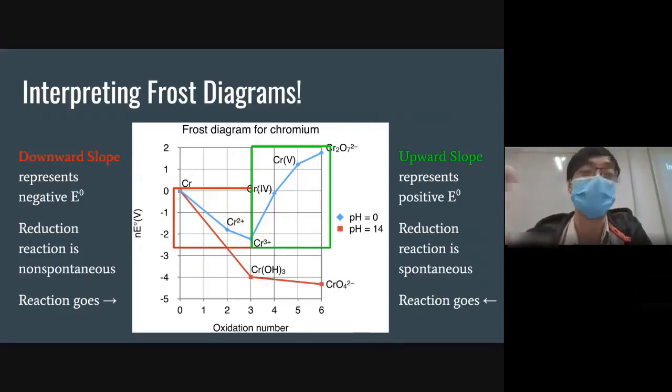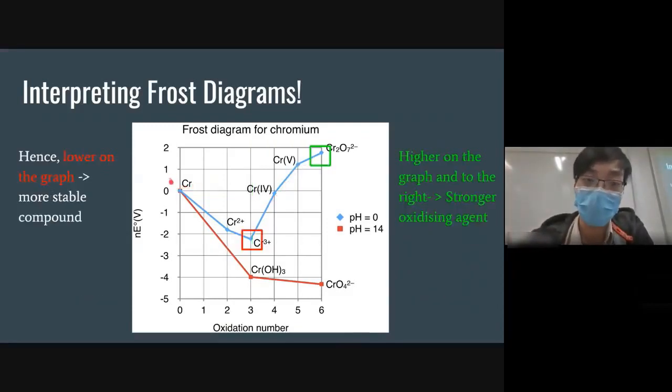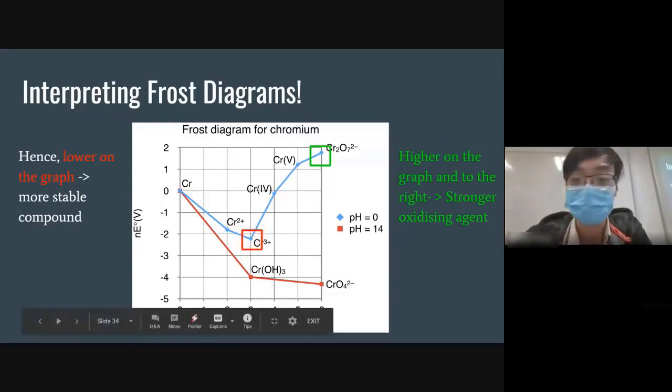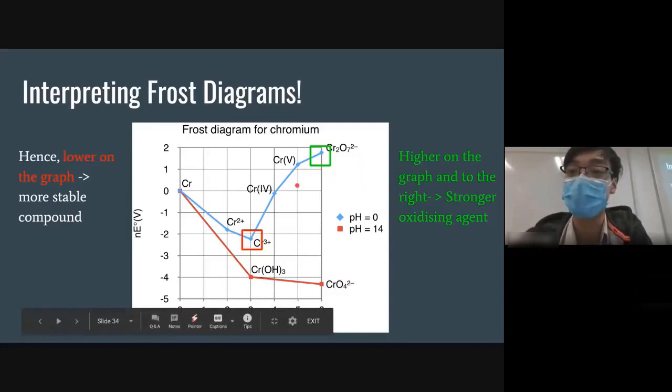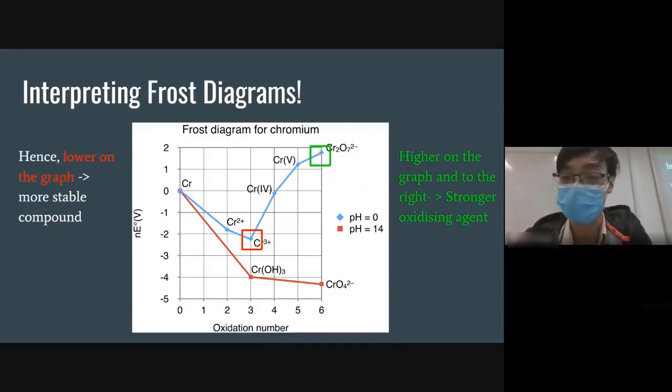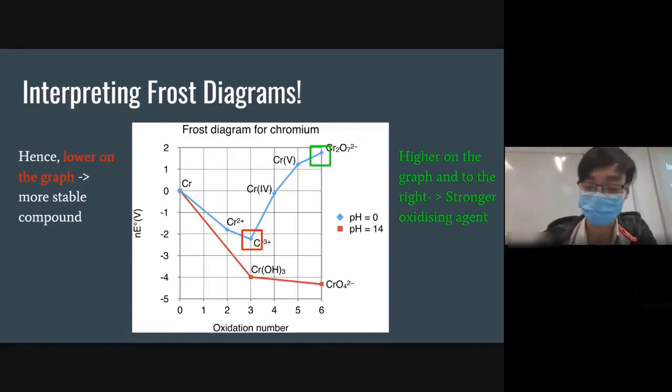Whereas an upward slope is basically the opposite. A positive slope means a positive reduction potential, meaning the reduction reaction is spontaneous. So chromium 5 to chromium 4 is spontaneous. That means the species will prefer going in this direction. The end result is that the species just follows the shape of the curve and tends to move towards the lowest point. This is why the lowest point is the most stable compound. Whereas if you're higher on the graph and more to the right, your oxidation state is higher, which also means it is a stronger oxidizing agent because it has a greater tendency to reduce.